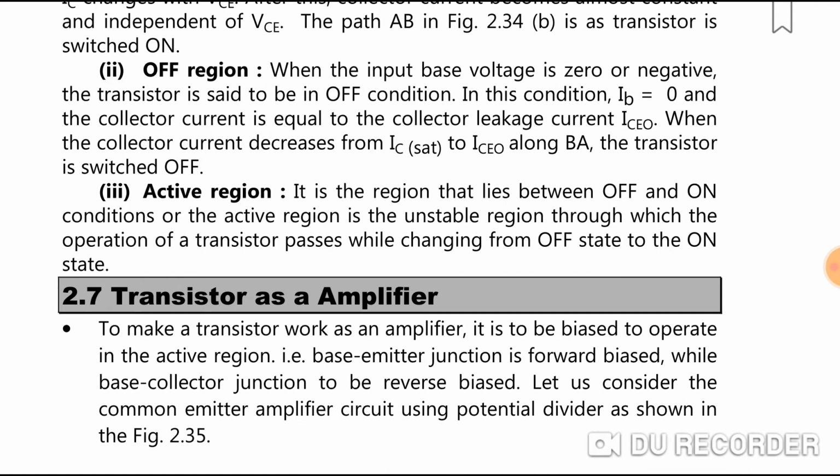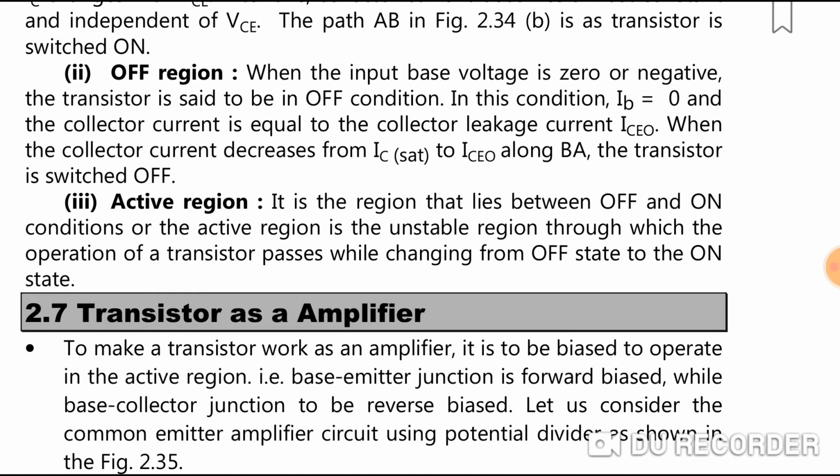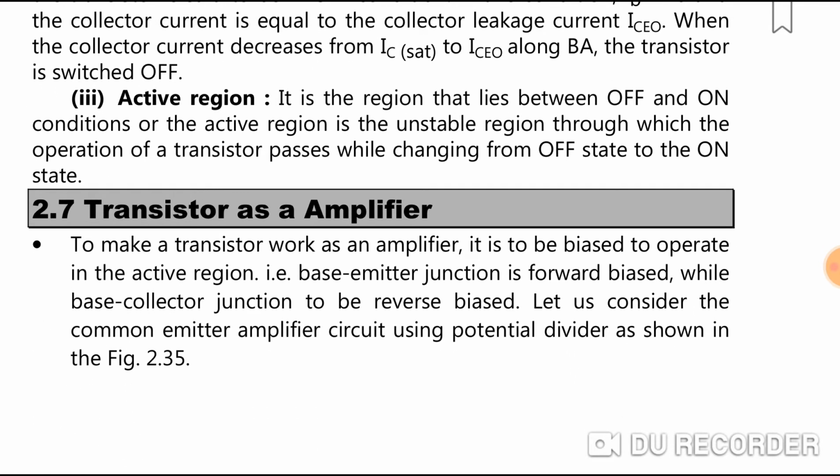Now what is the off region? When the input base voltage is 0 or negative, the transistor is said to be in off condition. In this condition, IB is equal to 0 and the collector current is equal to the collector leakage current ICEO. When the collector current decreases from IC sat to ICEO, along B the transistor is switched off. Now the active region is the region that lies between off and on conditions. It is the unstable region through which the operation of a transistor passes while changing from off state to on state.